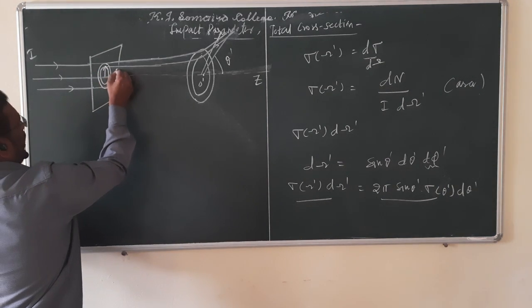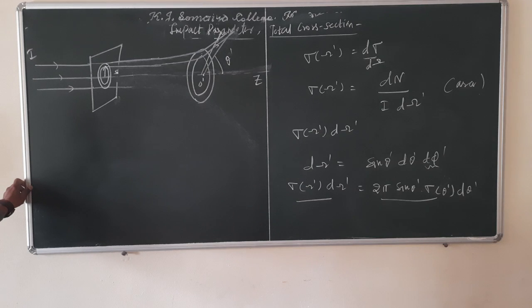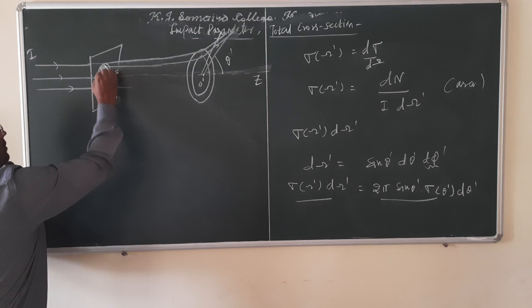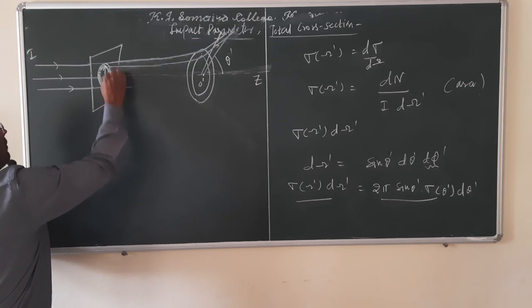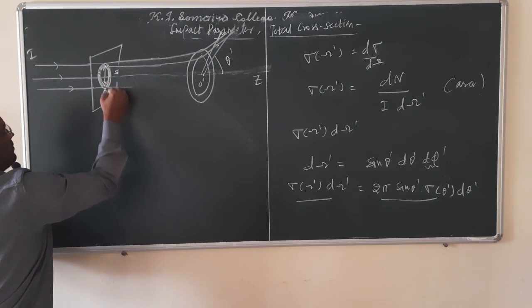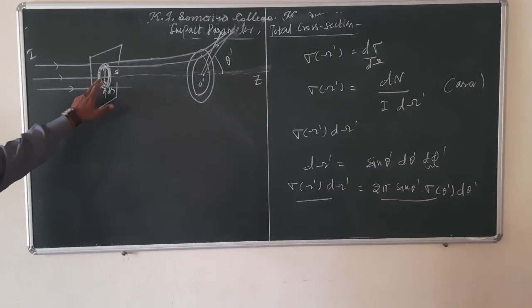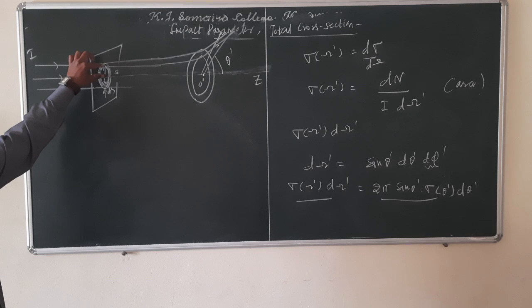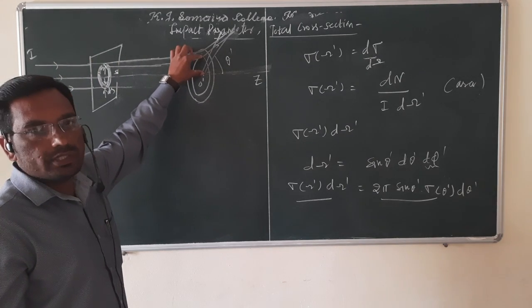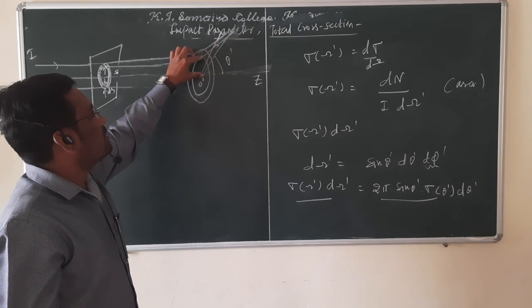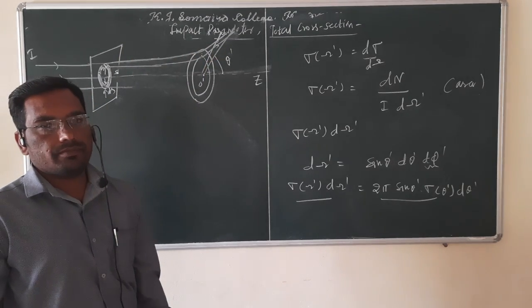So s is the impact parameter. If you take this circle which has thickness ds, this distance is s, and this has thickness ds. What is the definition of impact parameter? Impact parameter is the perpendicular distance from the force center to the direction of velocity.